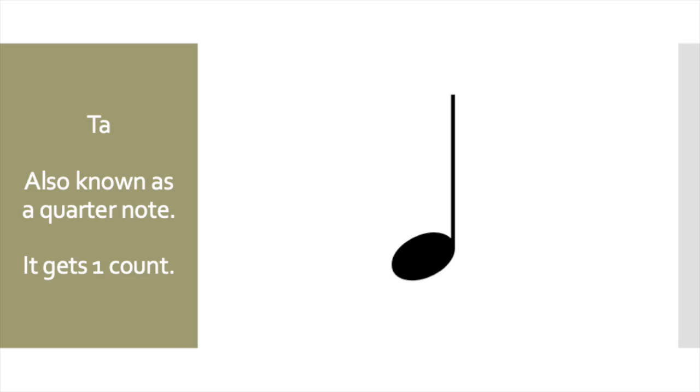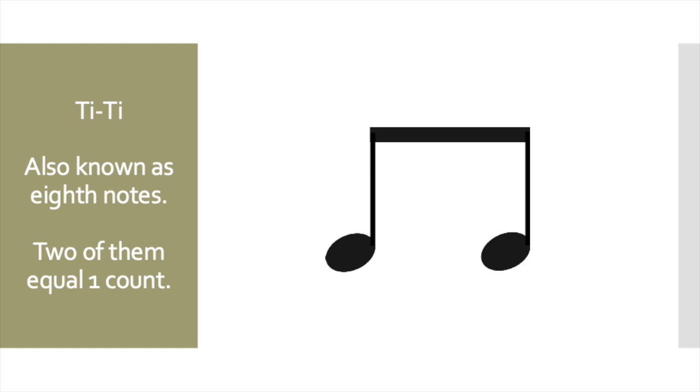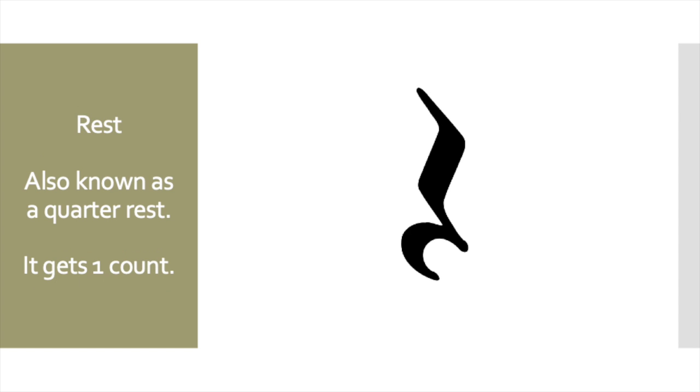This is ta. It's also known as a quarter note. It gets one count. This is ti-ti. It's also known as eighth notes. Since they are twice as fast as ta, you need two of them to equal one count. This is a rest. It is also known as a quarter rest. Like the quarter note, it gets one count.